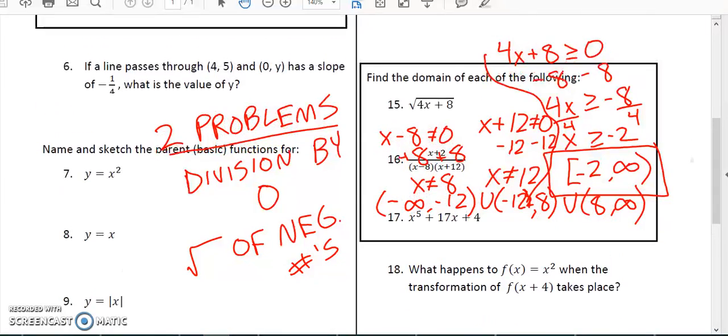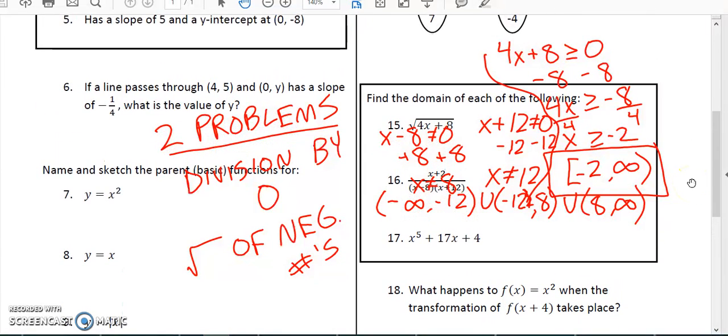Now, if you notice number 17, there's no division and there's no even root. So the domain on that guy is all real numbers, negative infinity to infinity. Moving right along.